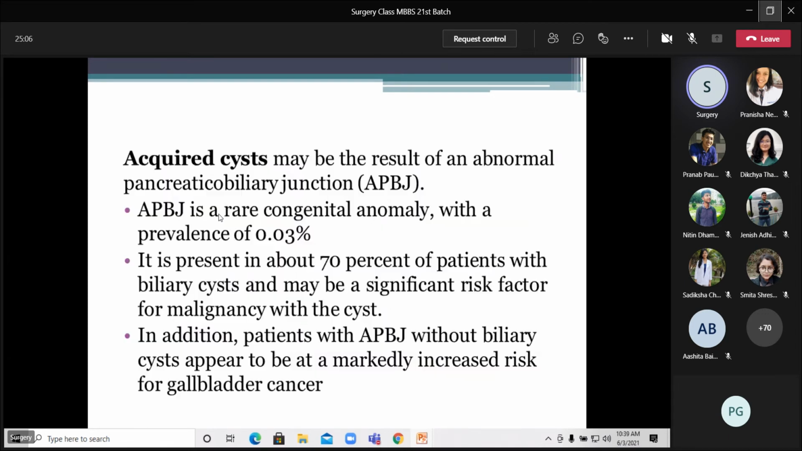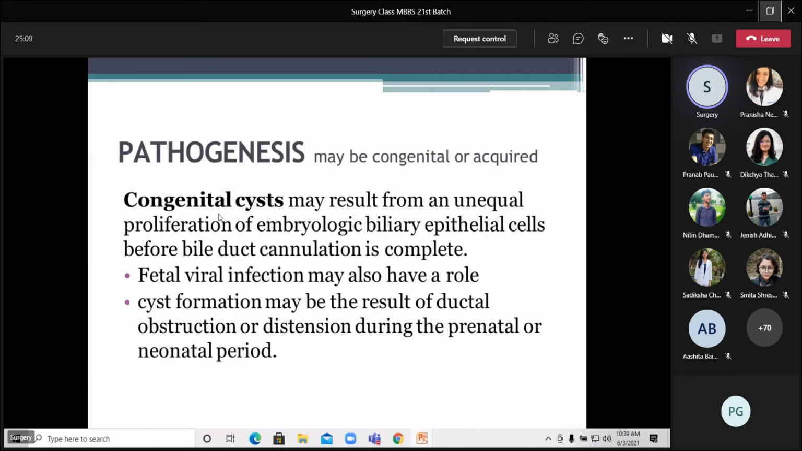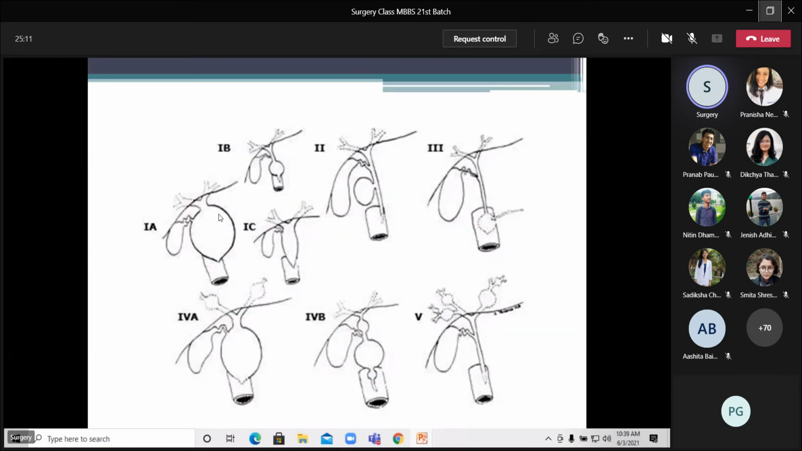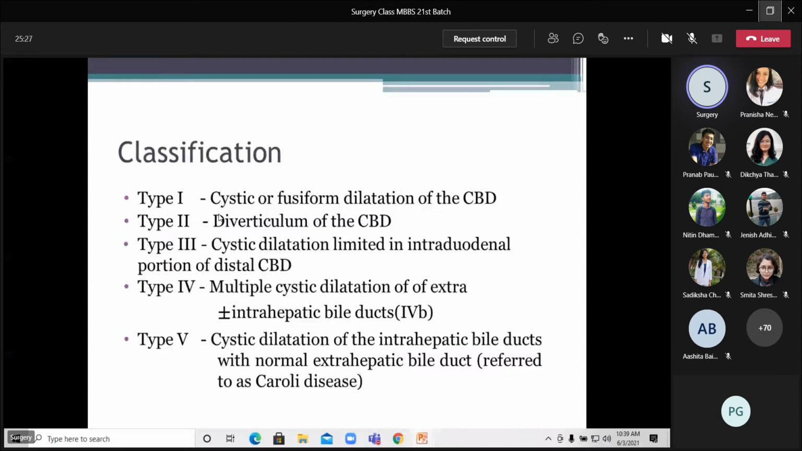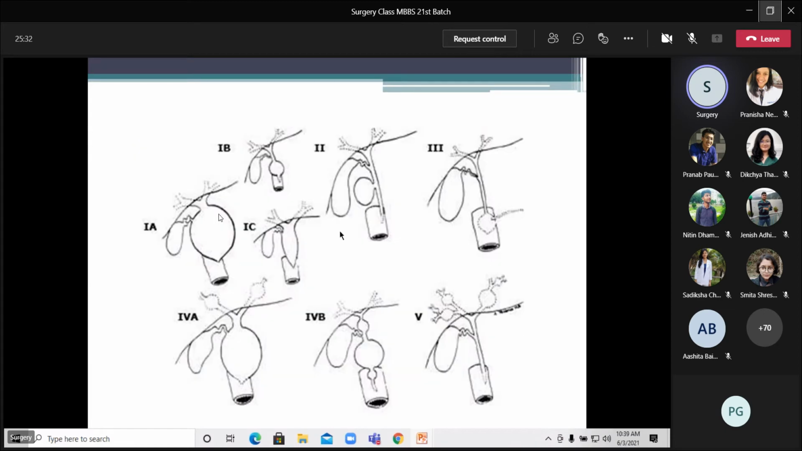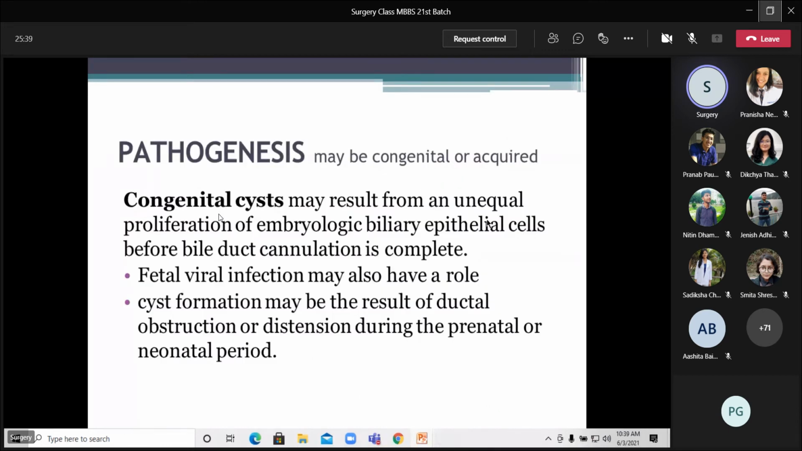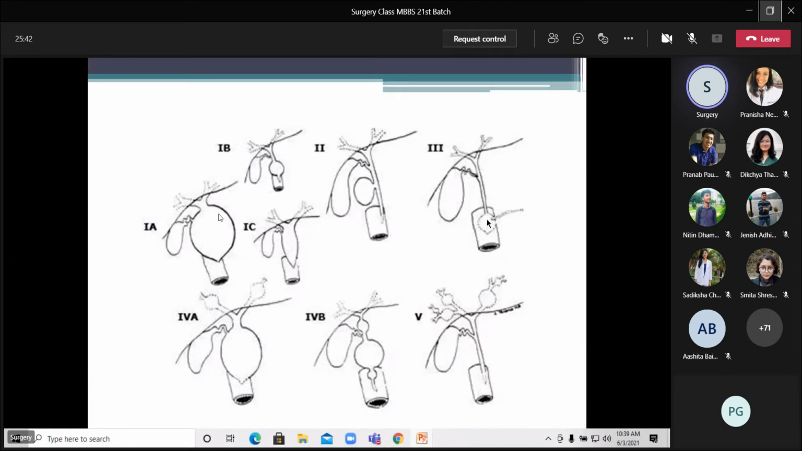Then type 2. You can see here it is a diverticulum, an outpouching of the common bile duct wall. Type 3 is cystic dilatation limited to the intraduodenal portion of the distal CBD, where the pancreatic duct is also opening into that dilated part. It is a very difficult situation to treat.